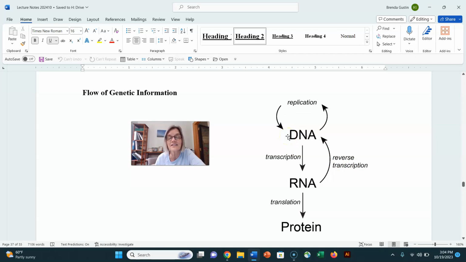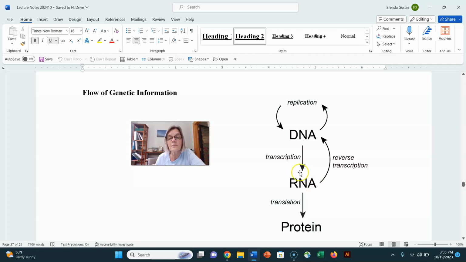DNA is a nucleic acid. DNA makes up our chromosomes, whether you're a bacterium or a human cell. When cells divide, DNA is replicated, so it makes copies for new cells. But here's the flow of genetic information. When DNA is used to make RNA, we call that transcription. A complementary DNA sequence is copied to make an RNA molecule.